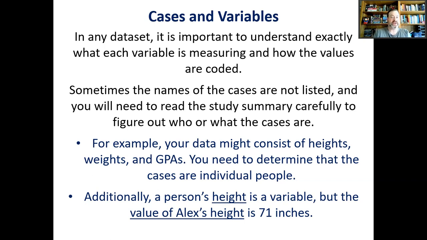Variables are things that can be different for different people or different cases. Values are the individual numbers or categories that go into each subject's or each case's variable, column, and row.